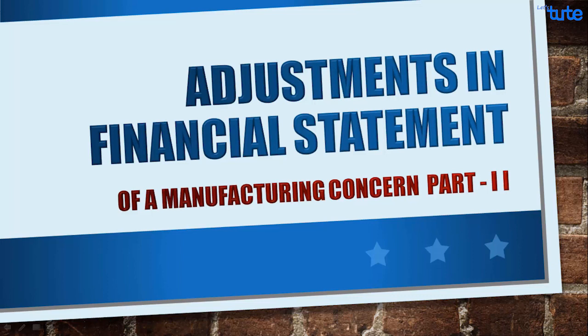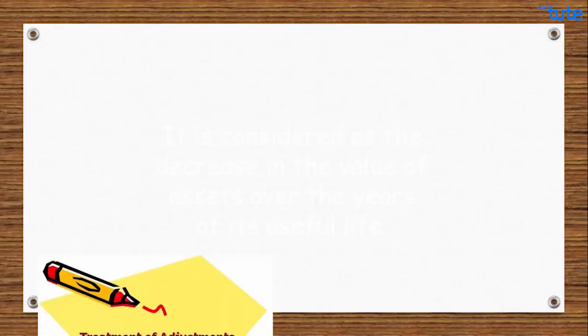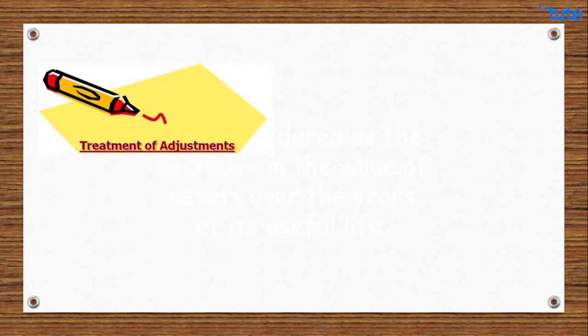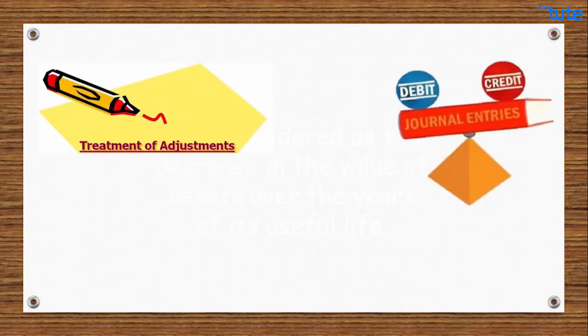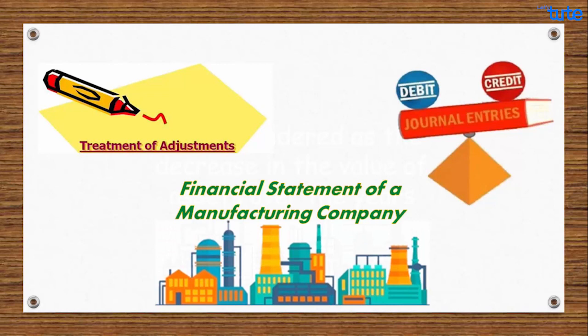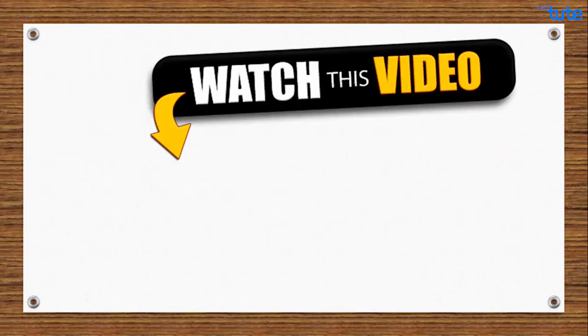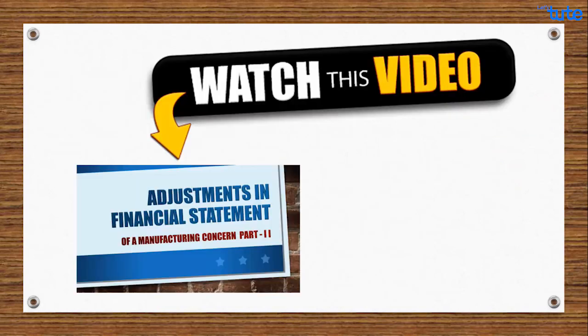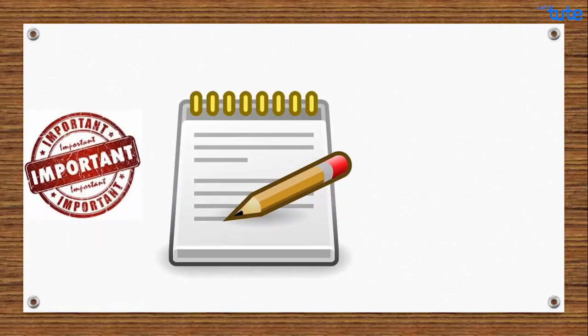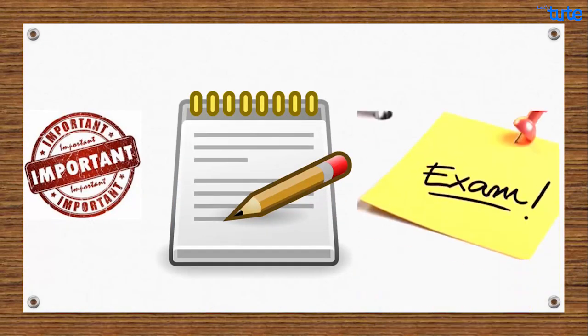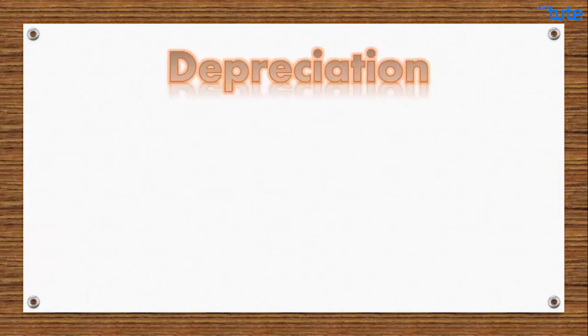In today's session, we will be covering some more adjustments which are also most repeatedly asked from your exam point of view, with their journal entries and dual effects in the financial statement of a manufacturing company. So watch this video till the end and get ready to note down some really important hints that can be useful for your exams. Let's begin with the first one, depreciation.